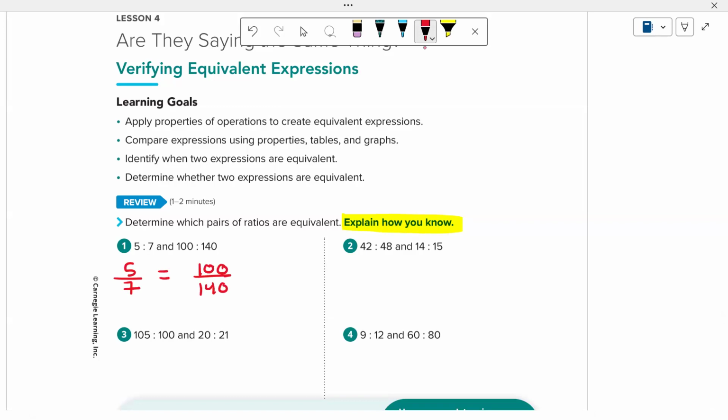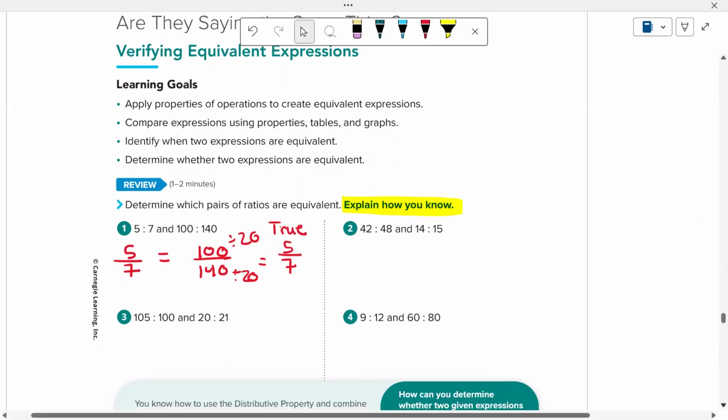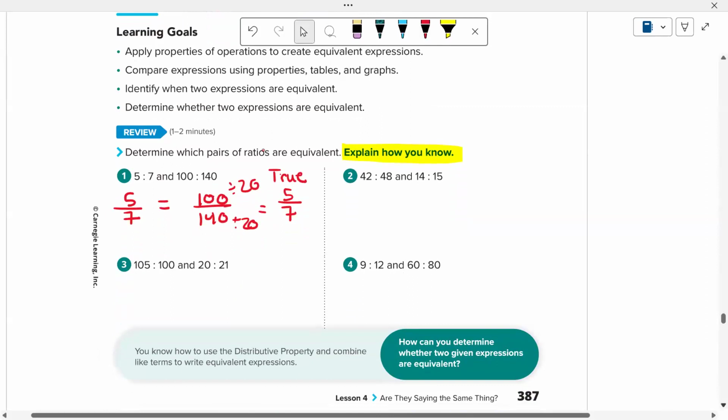There's really nothing else. I could divide this by 20, and that would give me 5/7. They're absolutely equal. All you do is simplify the fractions and see if they're the same. There's nothing else to it. Very straightforward.